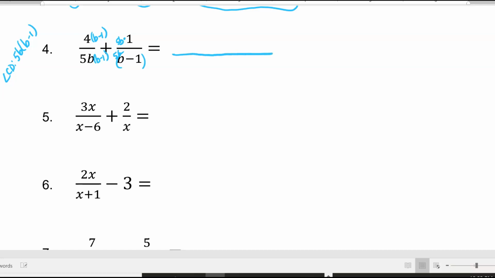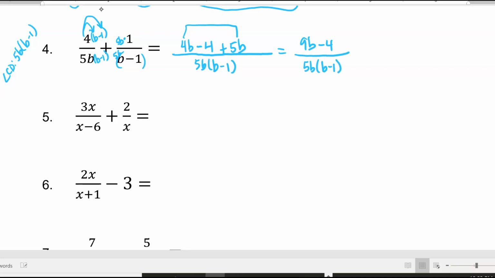So we have the denominator of 5B times B minus 1, numerator of 4 times B minus 1, which means we need to distribute that. So that's a 4B minus 4 plus 5B, which means we have like terms. So we have 9B minus 4 over 5B times B minus 1. And can we simplify this? 9B minus 4 is not factorable. This is not a difference of squares. It's tempting, but it's not. So this is our final answer.